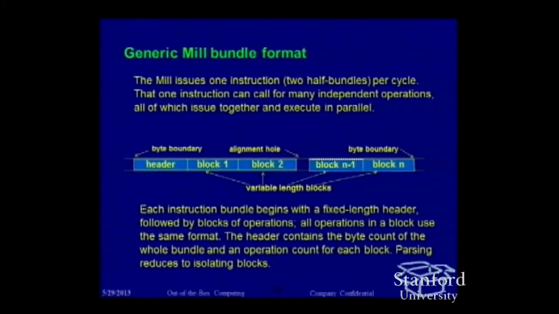Each one of those blocks is a variable size. They may not all be present. The machine bundles are byte aligned, but the individual operations, and hence the blocks, are bit aligned, and that means there's usually an alignment hole in the middle. Not yet wasted bits, you'll see later.